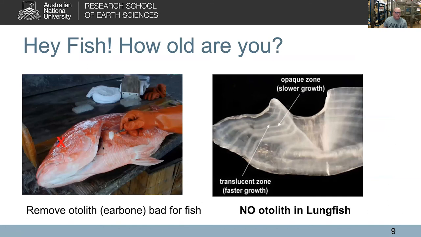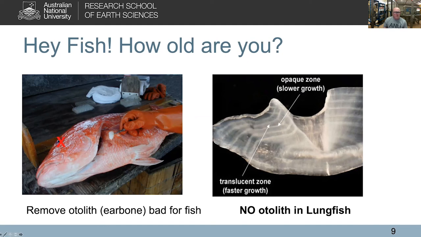So the traditional method, as I started to mention, is looking at a fish otolith. So this red fish here, they're pulling out an ear stone. That's a calcium carbonate stone in the auditory canal, or the ear area, of the fish. Unfortunately, the fish has to be dead in order to remove that ear stone. And this is just a close-up image of one of those ear stones. What most fish have is these alternating bands. They have slower growth and faster growth throughout the year, and you can count those back and tell how old a fish is.